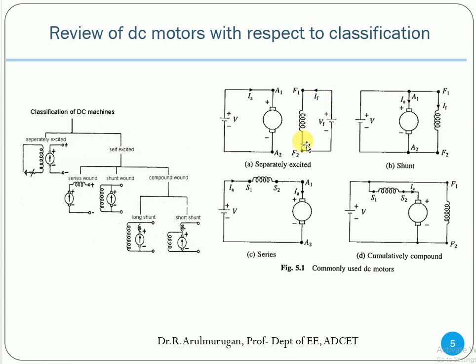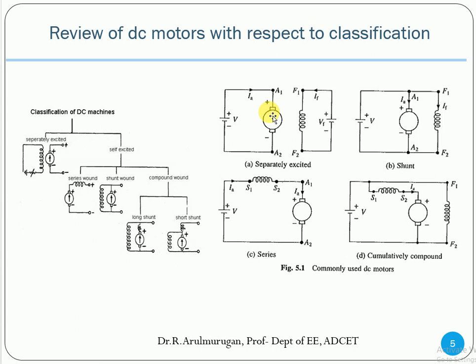So what are the characteristics of a shunt motor and a series motor? These two are shunt motors: one is separately excited, another is self-excited shunt motor. We need to see the characteristics of the shunt motor and the series motor. Shunt motor is a constant speed motor.